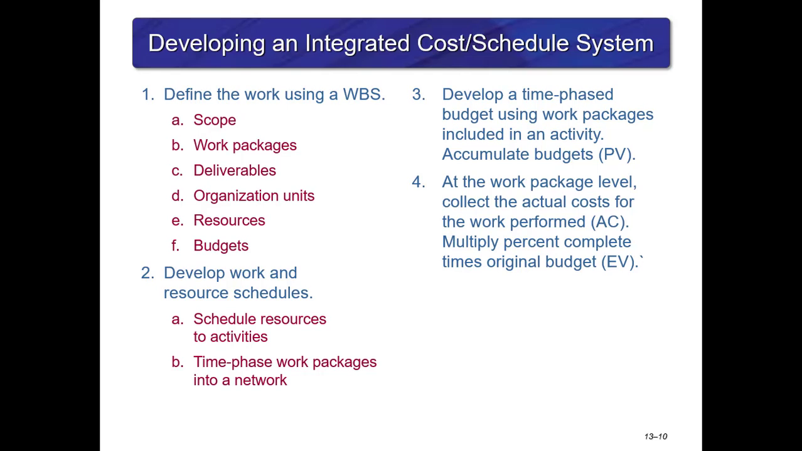In our assignments, we won't actually go through a project, but we can do some exercises to simulate actual work performed. So to get the actual cost is the work that's actually done, and then you multiply the percent complete times the original budget to obtain the earned value. Next, compute the schedule variance, the earned value minus the planned value, and then the cost variance, the earned value minus the actual cost.